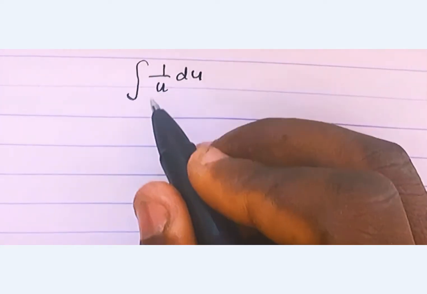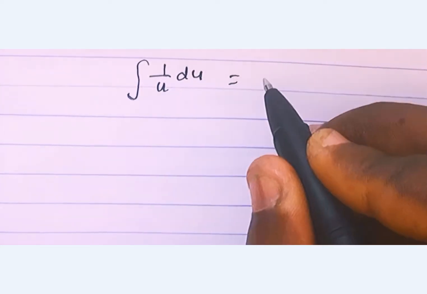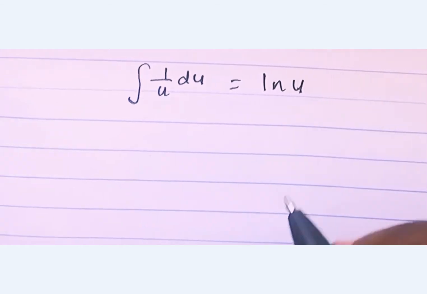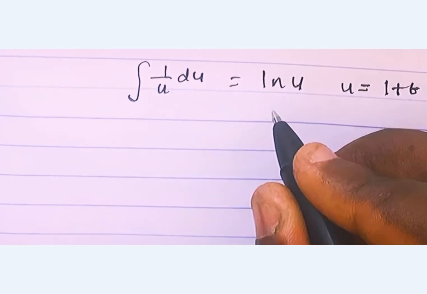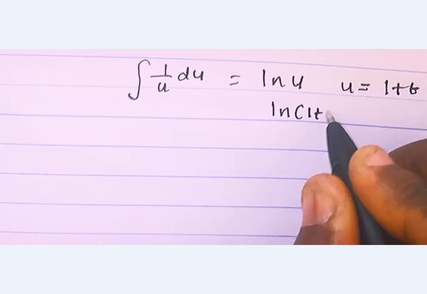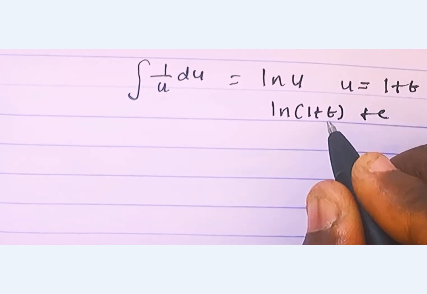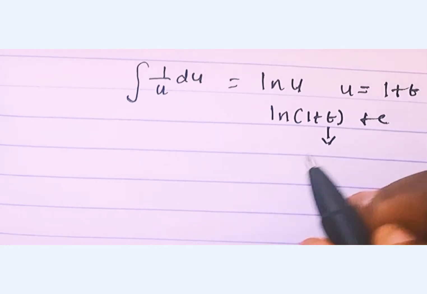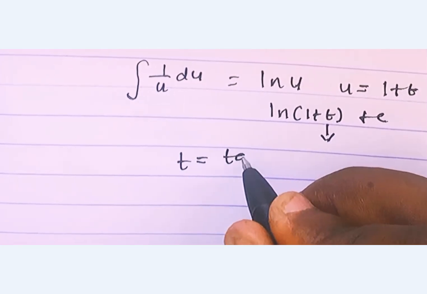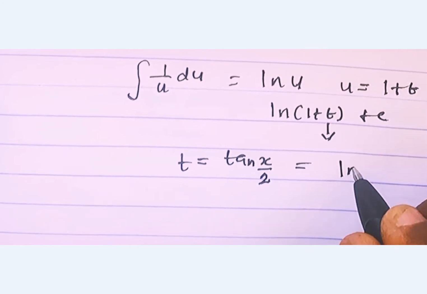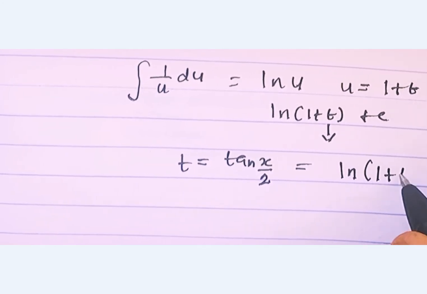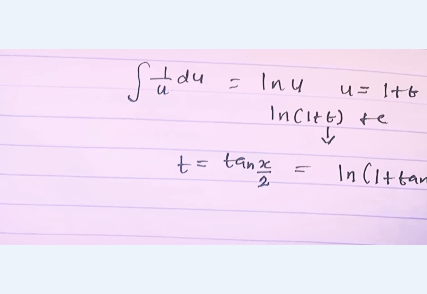We know that the integral of 1 over u is the same thing as ln u. Then what's our u? Our u is taken to be 1 plus t. Here we are having ln(1 plus t) plus c. Then we can easily replace t, since we know that t equals tan(x/2). So the final answer will be ln(1 plus tan(x/2)) plus c.